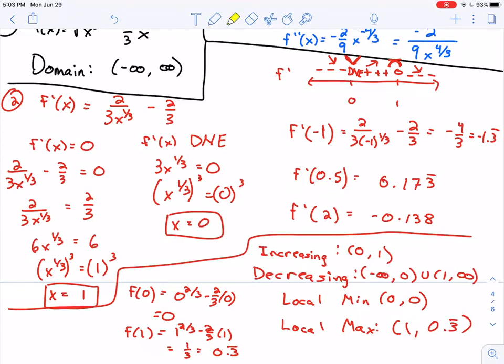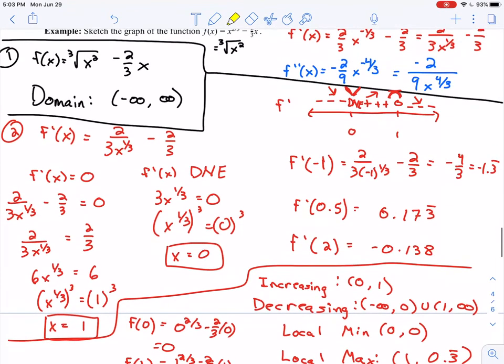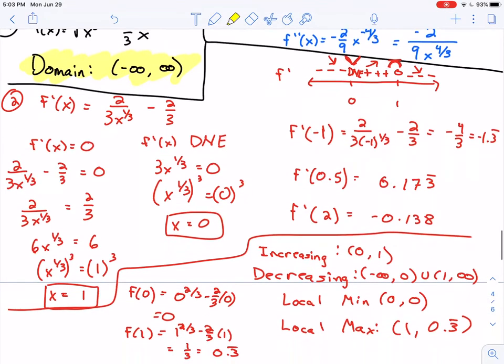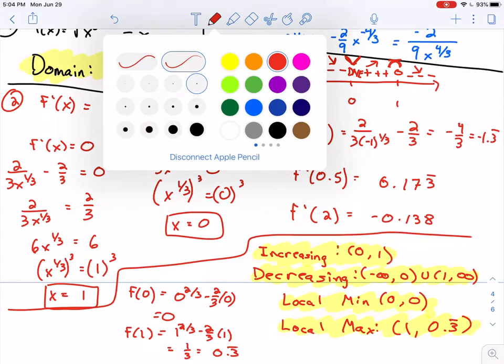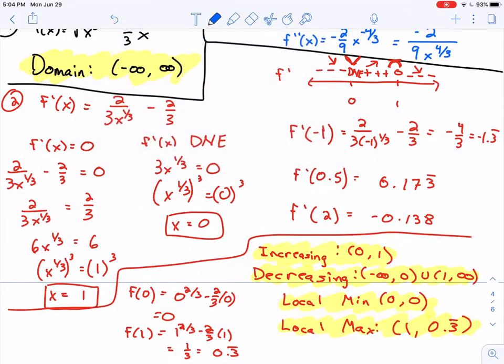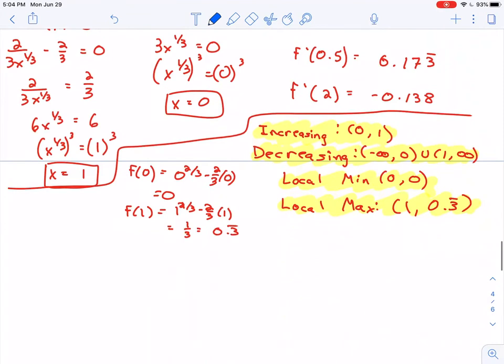So we haven't even gotten to our second derivative yet, and we've seen all sorts of cool stuff happen. Just to recap everything, we found our domain. We said it was negative infinity to positive infinity. We found out our function is increasing on the interval 0 to 1. It's decreasing everywhere else, which means that we have a local minimum at 0, 0. We have a local maximum at 1, 1/3. Excellent. The good news is this problem isn't even over yet because we got to talk about the second derivative now. So okay, now let's talk about the second derivative.